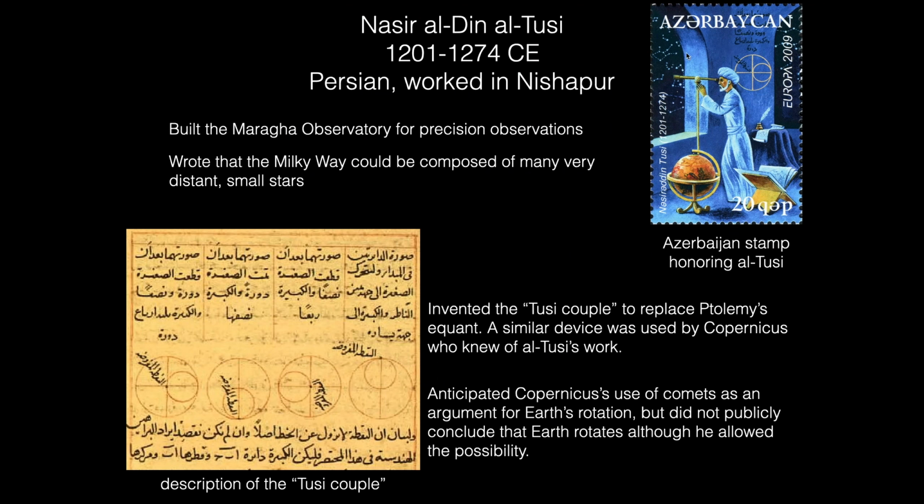He's shown using a telescope, but it's doubtful that he had any such device. On this stamp from Azerbaijan, it was probably just a tube that he was looking through. I don't know, perhaps, I mean, al-Haytham preceded him, perhaps there were telescopes around there, but if they existed, we don't know about them. He invented a device called the Tusi couple, which basically did away with Ptolemy's equant, but still lacked a physical cause.